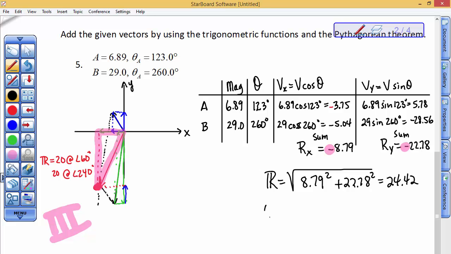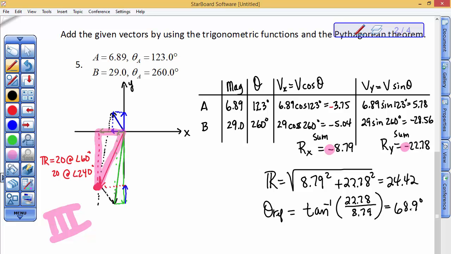Your reference angle, because you know you're in the third quadrant by your picture and because these are both negative, is found by taking the inverse tangent of y, 22.78, divided by x, 8.79. I just got those from right here. I did not put the negative signs on there so that I could get an acute angle between 0 and 90 degrees, which is 68.9 degrees.